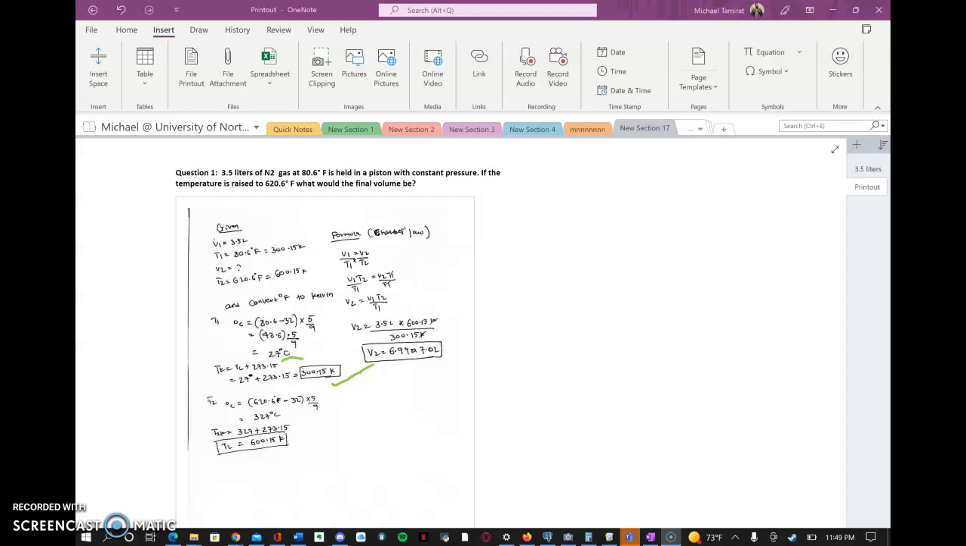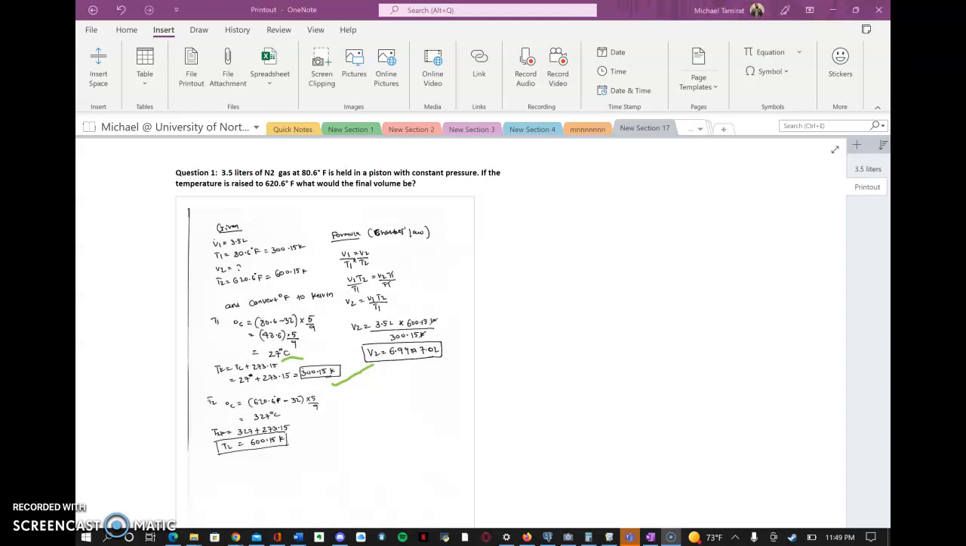Temperature 2 would be 620.6 minus 32 times 5/9. That would be 327 degrees Celsius. To convert that to Kelvin, it would be 327 plus 273.15, and our temperature 2 is going to be 600.15 Kelvin.